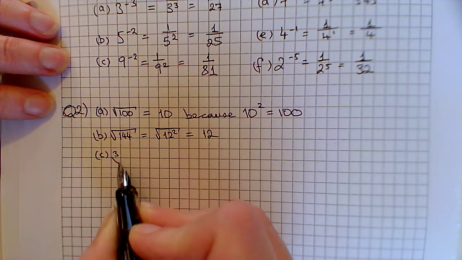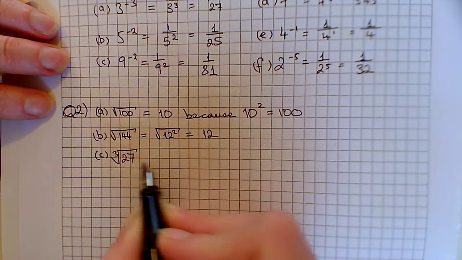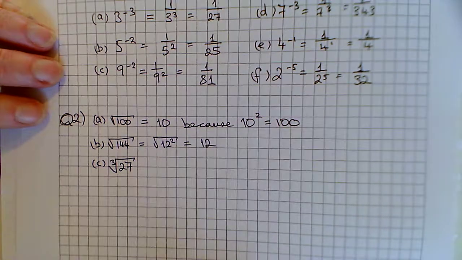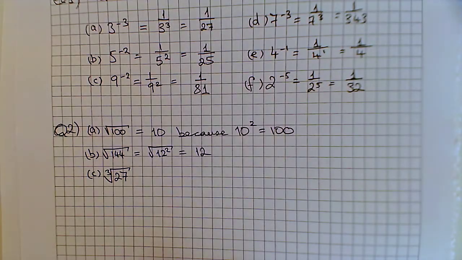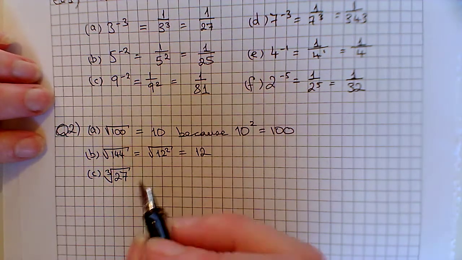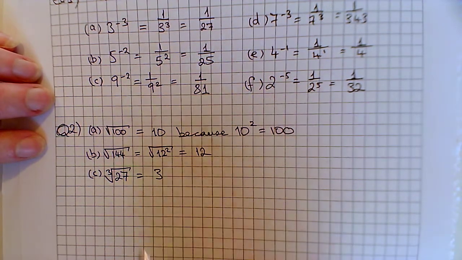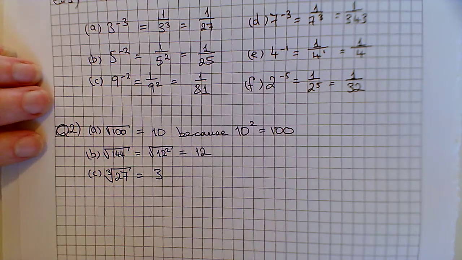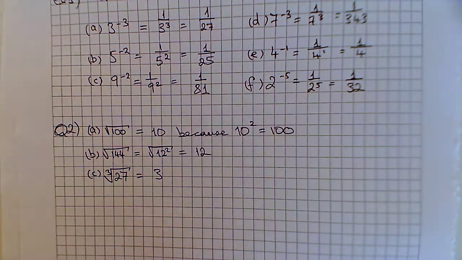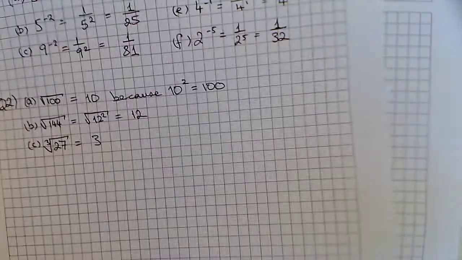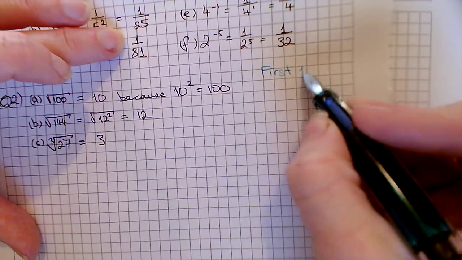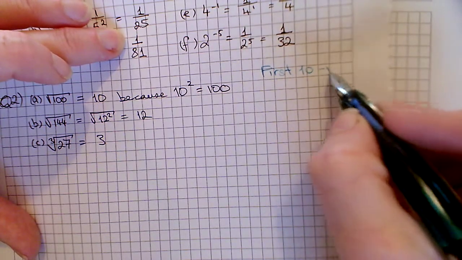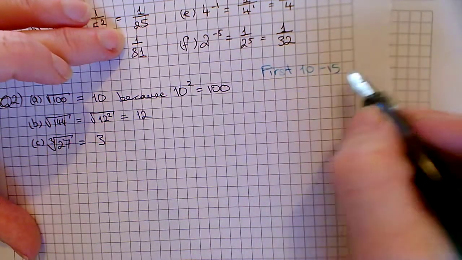The cube root of 27. Well, if you remember in part 1, 3 cubed was 27. So that means that the cube root of 27 is 3. Now, I'm going to make a quick note. You should know, and I've said this to you before when we took them down, you should know your first 10 squares, first 10 to 15 even, square numbers.